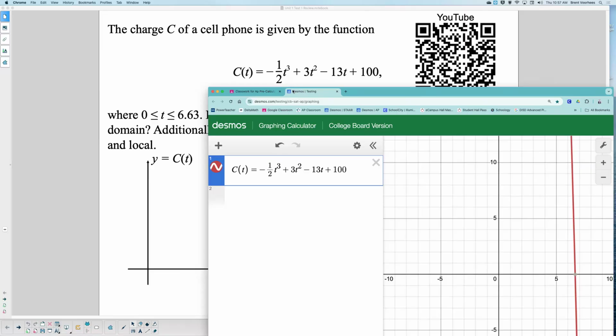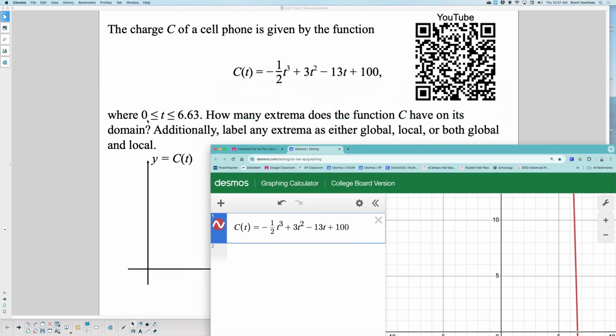All right, as we get started here, the first problem says the charge C of a cell phone is given by this function, where this is true about the T. How many extrema does this function C have on its domain? Additionally, label any extrema as either global, local, or both global and local.